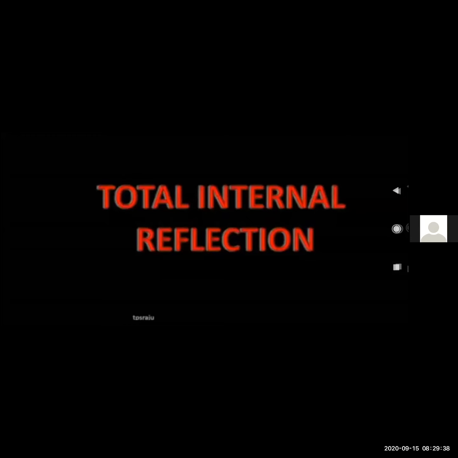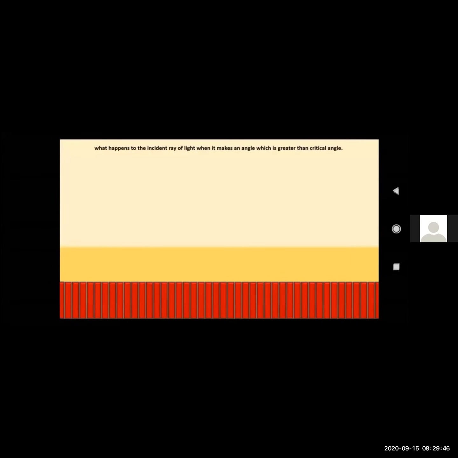That's why let's understand the concept of total internal reflection with the help of the ray diagram. Look now, there is a question, there is a point at the top. What happens to the incident ray of light when it makes an angle which is greater than the critical angle?